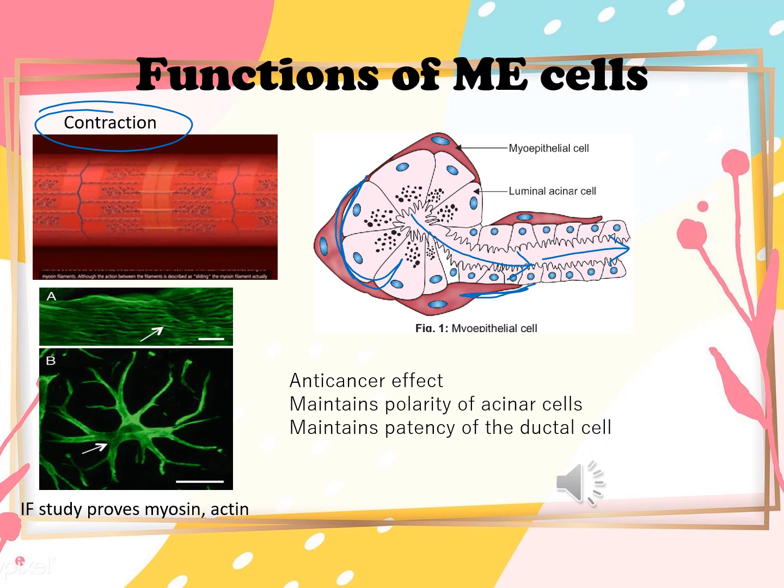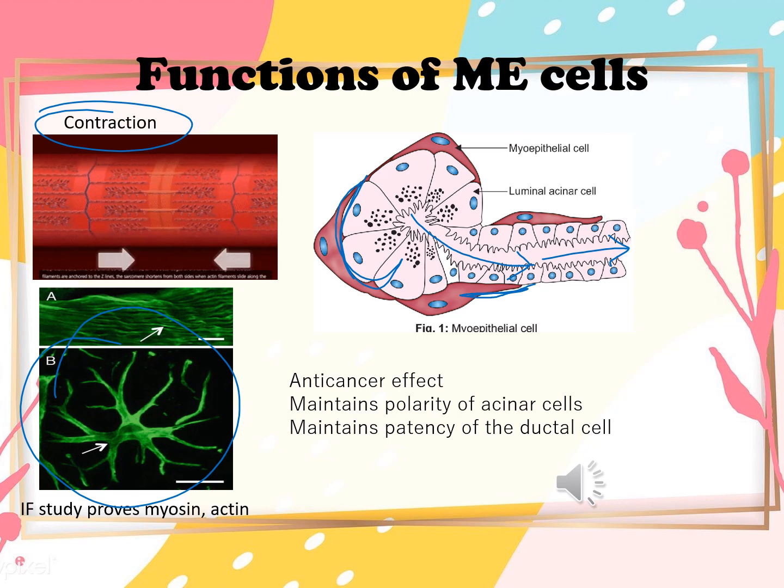The structure and shape of myoepithelial cells cannot be appreciated in a routine H&E section. Hence, it is demonstrated by immunofluorescent and immunohistochemical methods. The myosin component present in it is identified and proved using these techniques.